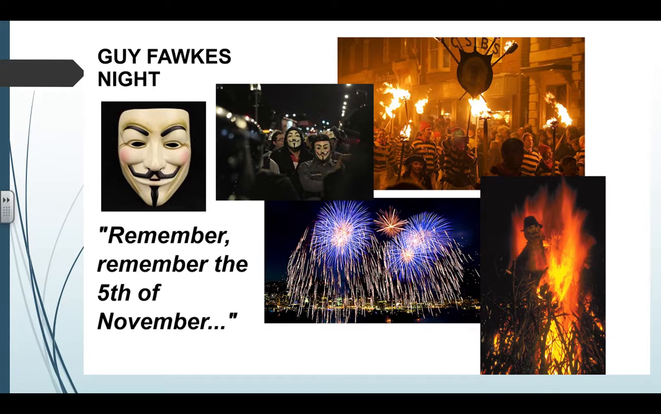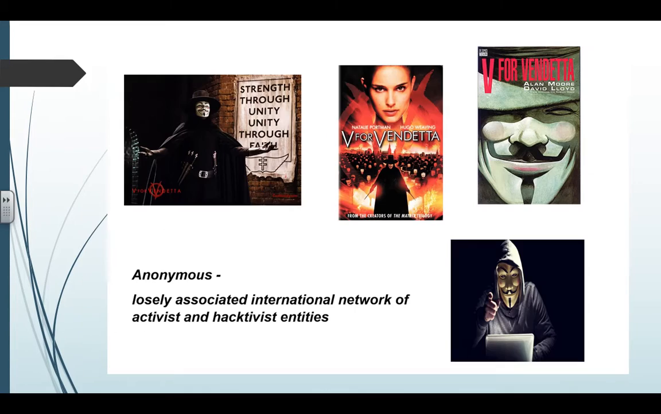If that mask of Guy Fawkes looks familiar, you might have seen it if you've seen the movie V for Vendetta, or if you've read the graphic novel that the movie is based on. One of the characters wears that Guy Fawkes mask. If you've also ever heard of Anonymous, that international network of activists and hacktivists who take it upon themselves to release information and battle government power and all of that, they also wear the Guy Fawkes masks.